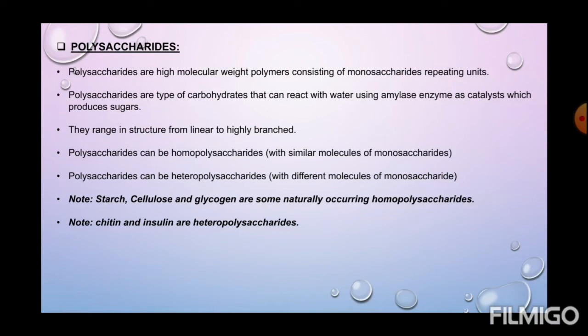Now there are types of polysaccharides, homopolysaccharides. In the polysaccharide chain, when the constituents of monosaccharides are similar, then the polysaccharide chain is known as homopolysaccharide. And when the monosaccharides in the chain are different, then it is known as heteropolysaccharide. Now examples of homopolysaccharides are starch, cellulose and glycogen. Whereas heteropolysaccharides are chitin and inulin.